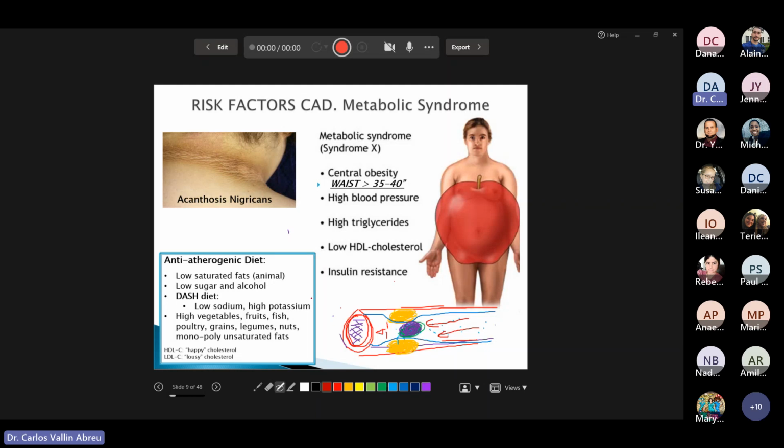So this part of the heart that depends on this coronary artery will start, little by little, layer by layer, dying.